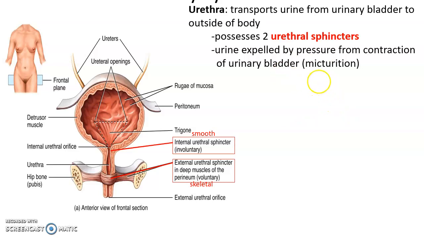And urine is released from the urinary bladder when the urinary bladder contracts, increasing the pressure of the urine, forcing it through the urethra. At the same time, of course, the internal urethral sphincter and the external urethral sphincter will relax to help allow the urine to pass out.